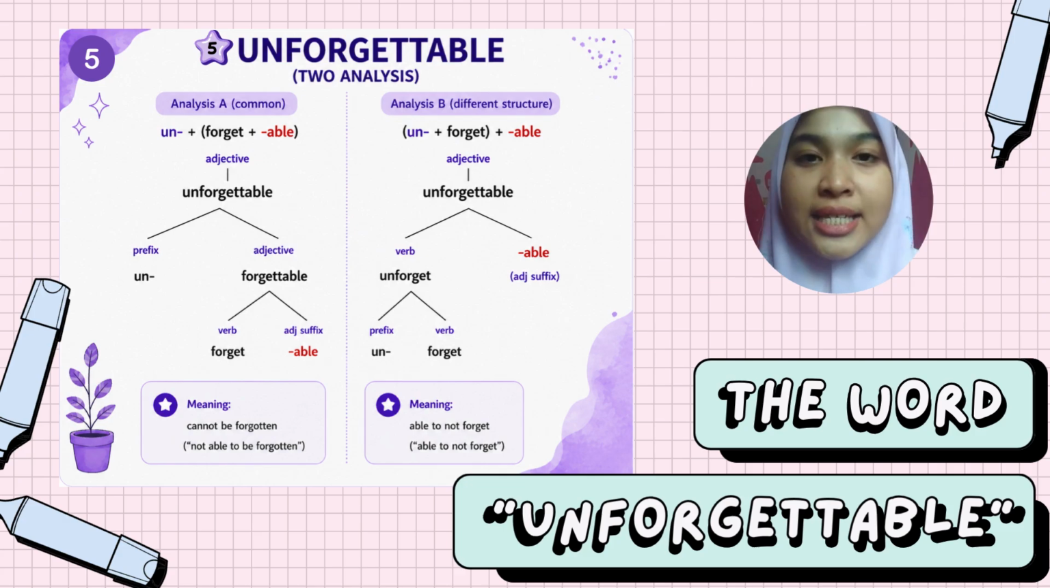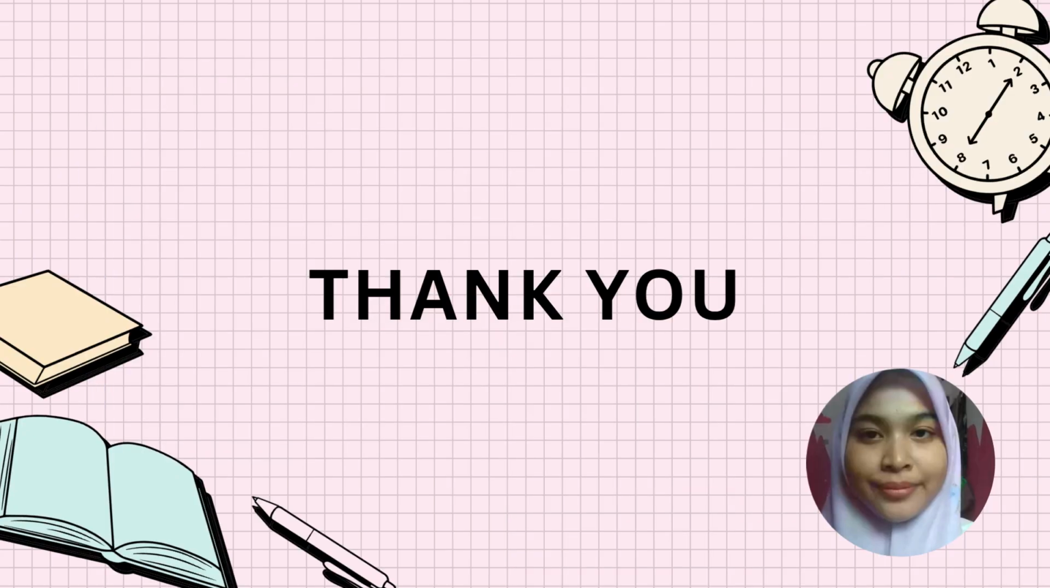In the second analysis, the structure is different. Here, un is attached directly to the verb forget, forming unforget, and then able is added. So, the meaning becomes able to not forget, although this is less common. This shows that the prefix un can attach at different levels in the word structure. Therefore, this word demonstrates morphological ambiguity because it has more than one possible structure and meaning.